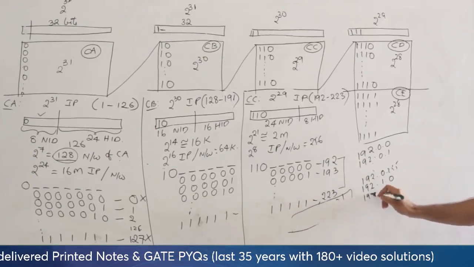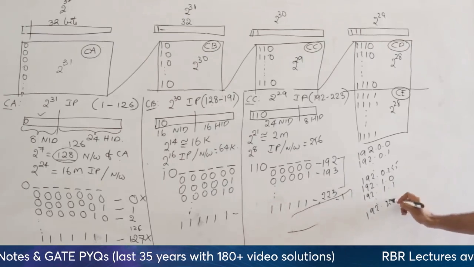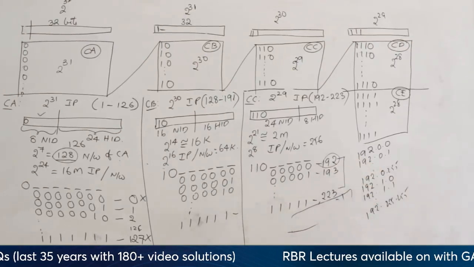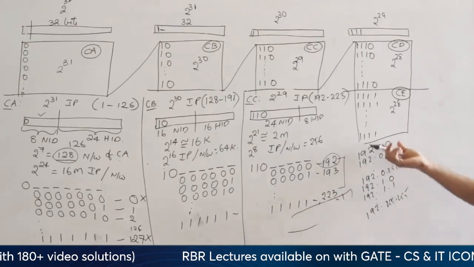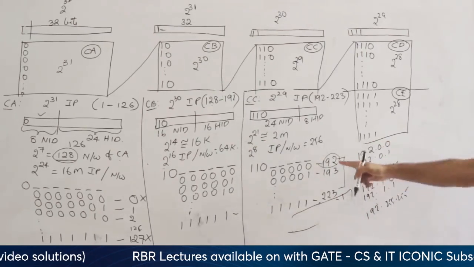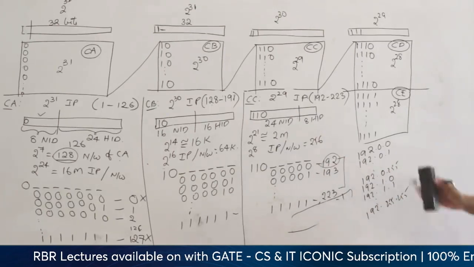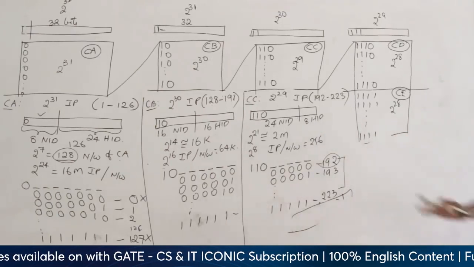192.1.0, 192.1.1, so on, 192.255.255, which means one number actually represents 2 power 8 into 2 power 8, which is nothing but 2 power 16 numbers. So 32 into 2 power 16, which is nothing but 2 power 21. All the networks are possible. Okay, so this is about class C.